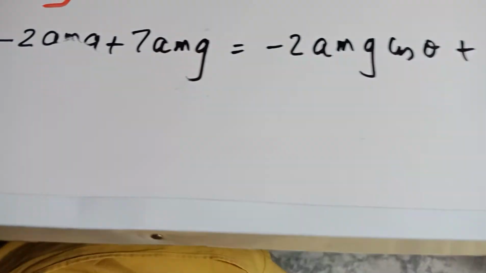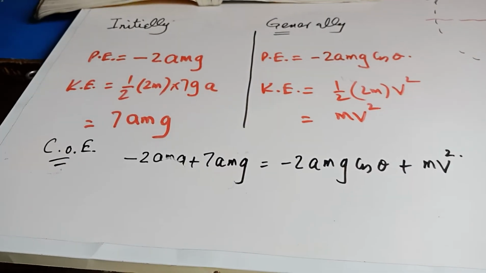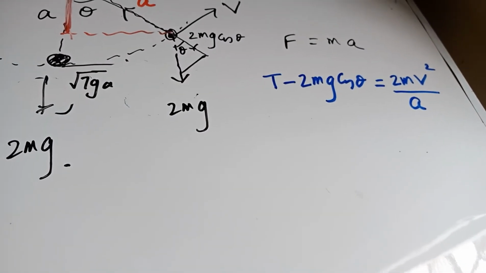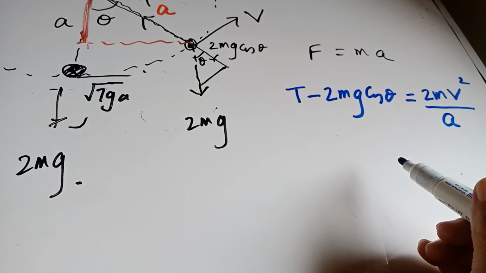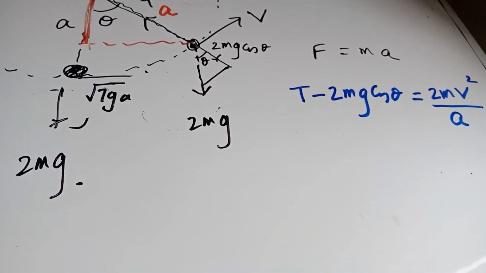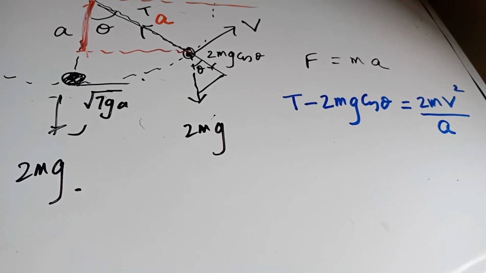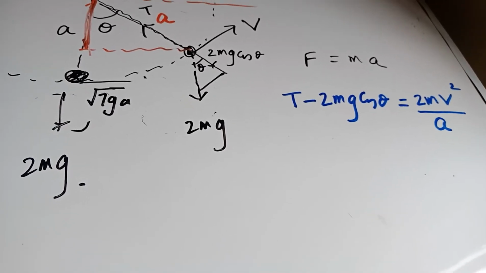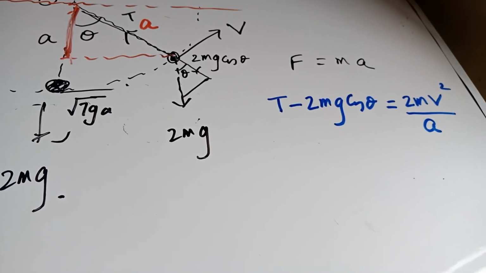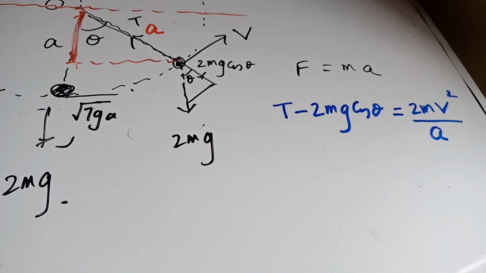This equation we got from the conservation of energy, and this is from F equal to ma. So we have to manipulate them algebraically to obtain an equation between T and theta, so that we can determine the maximum and the minimum values of this T. Now why do I want a relation between T and theta?